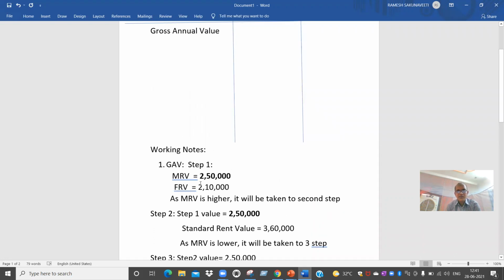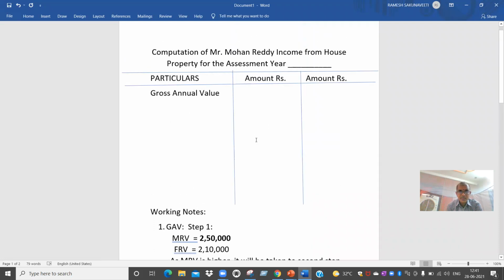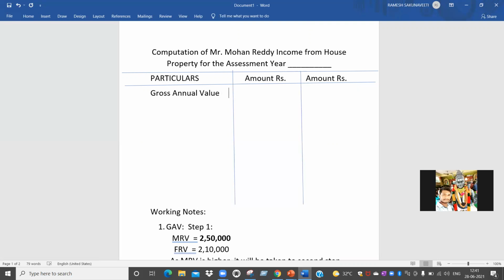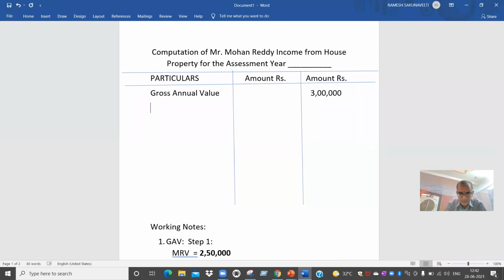So in the working notes, you have to calculate like this. Did you understand? Is there any doubt or did you understand? Please tell me. No doubt, sir. Okay, right. So the gross annual value amount is 3 lakh rupees. From this one, what you have to deduct? Less: municipal taxes you have to deduct.